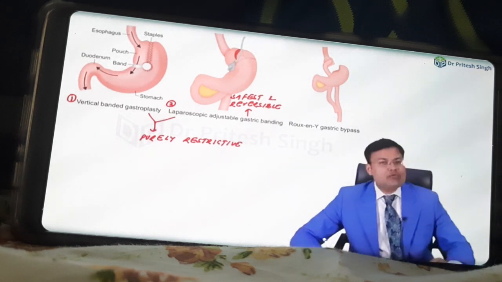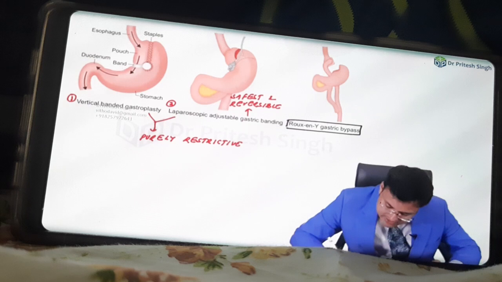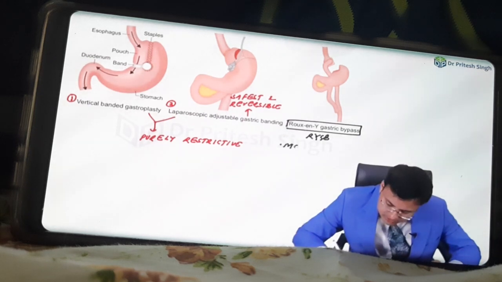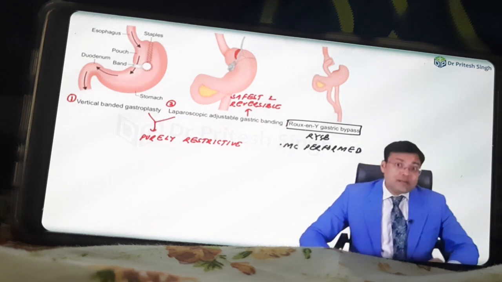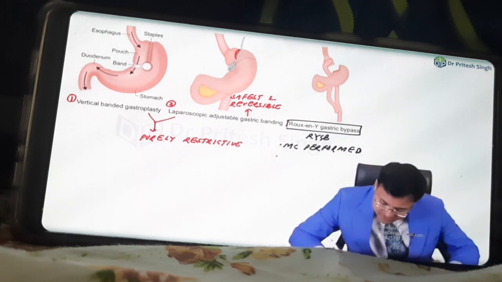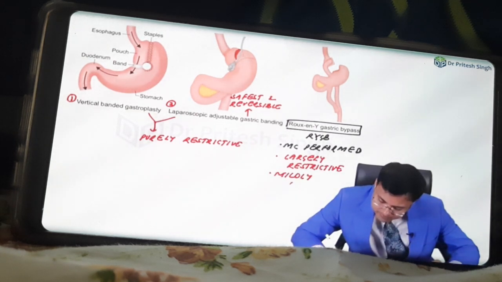In AIIMS, one question is asked, which one is the most commonly performed procedure? Roux-en-Y gastric bypass, in short known as RYGB. This is most commonly performed. It is largely restrictive, mildly malabsorptive.